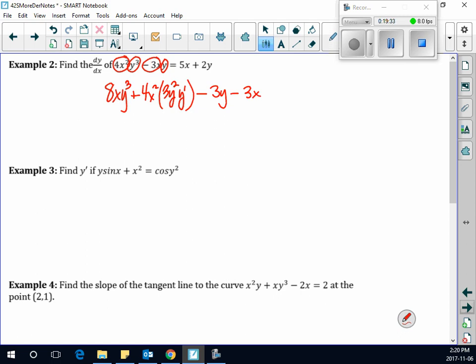What's the derivative of y? 1 with a y prime. So I'm not going to write 1 y prime, I'm just going to write y prime. Equals. Is everybody good with that one?